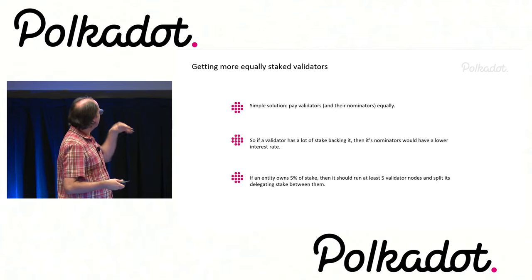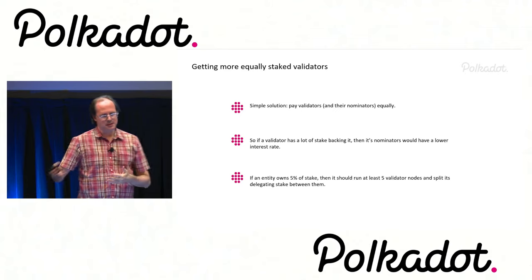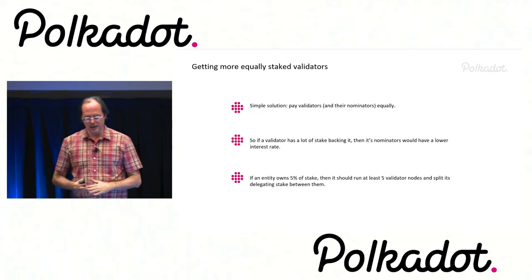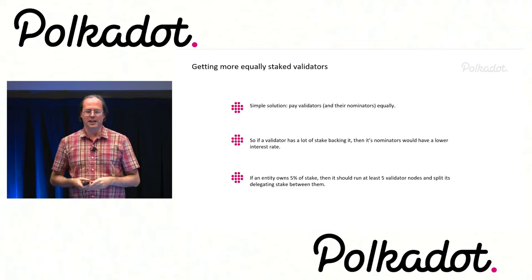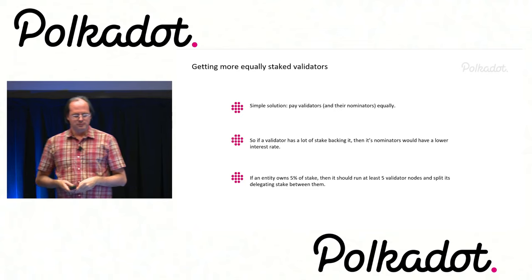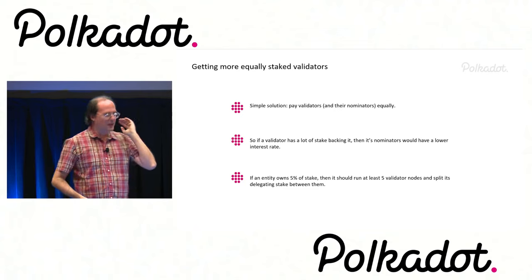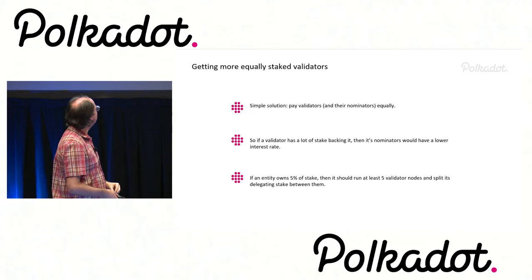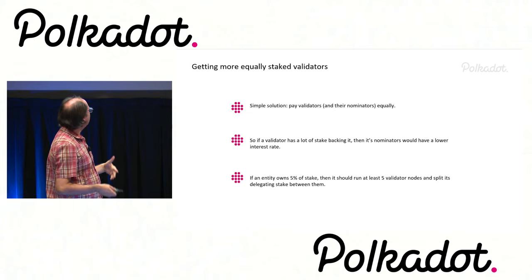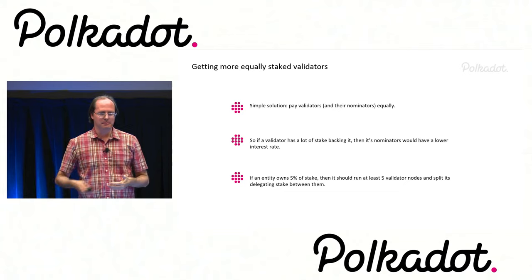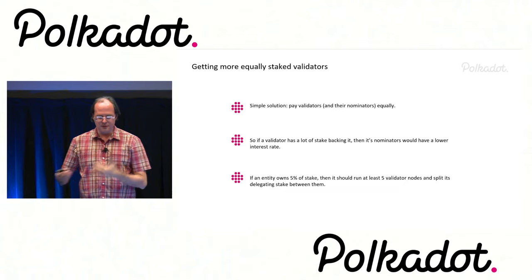And now in the example where I have 5% of the stake and there are 100 validators, I would just somehow split my stake up and delegate to 5 different validators. And then they would definitely get in, and I would get a much bigger, I would get a 5% of the return.